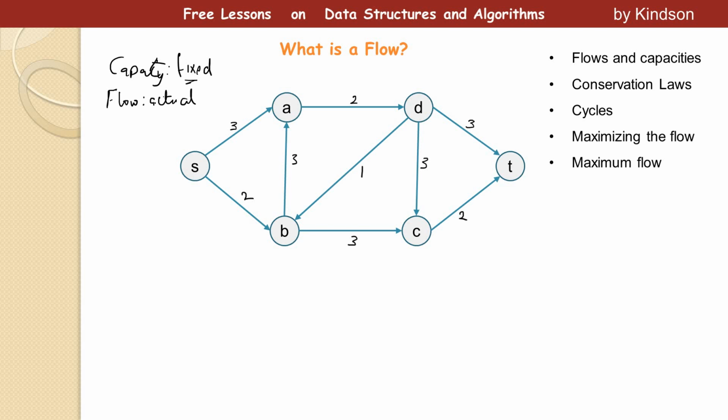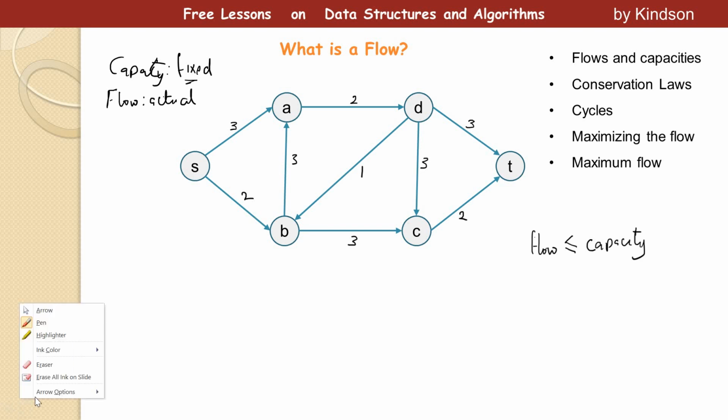So that brings us to the first thing you need to know. Flow must always be either less than or equal to capacity. So I'm going to write it out because it's something you need to bear in mind. Flow is either less than or equal to what? Capacity. So bear that in mind. Flow will be either less than or equal to capacity. So let's put in certain flows in this. That will help us now talk about the conservation law.